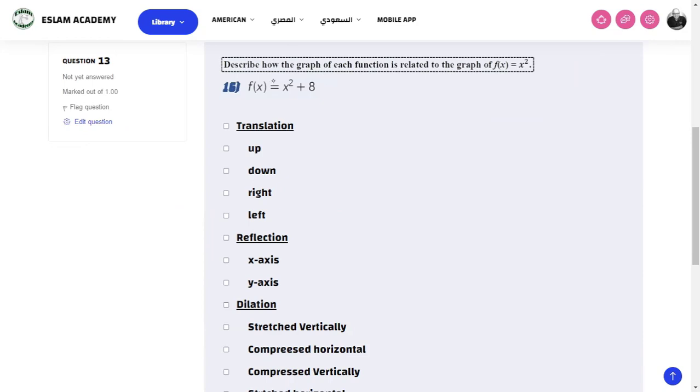In this problem, we need to describe how the graph of each function is related to the graph of the function f of x equals x power 2. First, f of x equals x power 2 plus 8. You will find that we have adding and subtracting. Once we have adding and subtracting, it means we have a translation. Once the translation is outside the bracket, it means the graph will be shifted up or down. But now we have plus, so it means the graph will be shifted 8 units up.